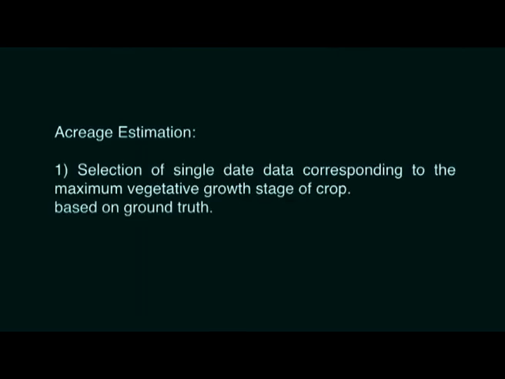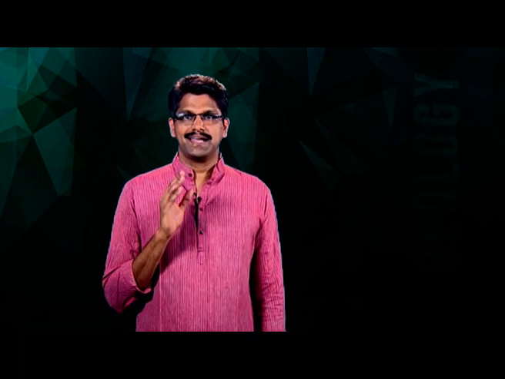And then for acreage estimation, we are utilizing the technology, and that procedure involves a 5-step procedure. The first is selection of single date data corresponding to the maximum vegetative growth stage of the crop. That is important, so we have to make sure the maximum vegetative growth stage of the crop has come. We select a single date because the earth resource satellites, the polar satellites, keep revolving around the earth. So, we have to select a particular date that corresponds to the maximum vegetative growth stage of the crop. That is the first step.